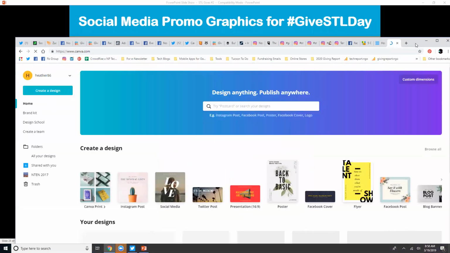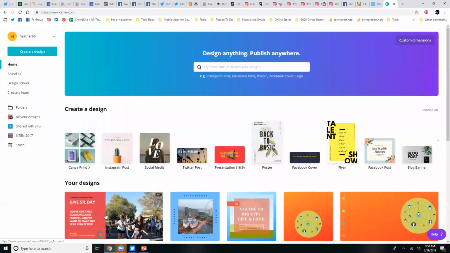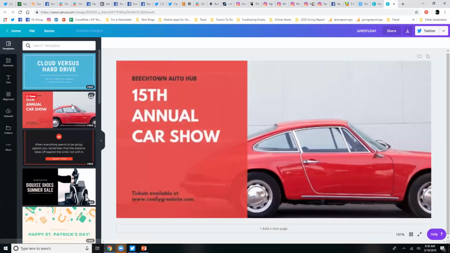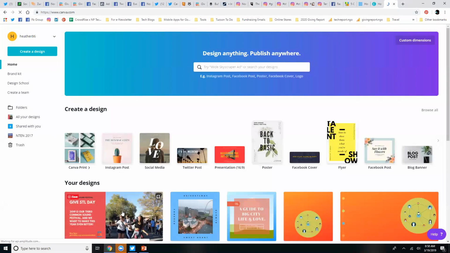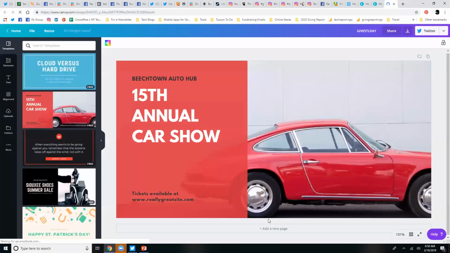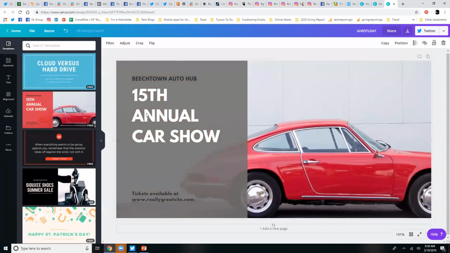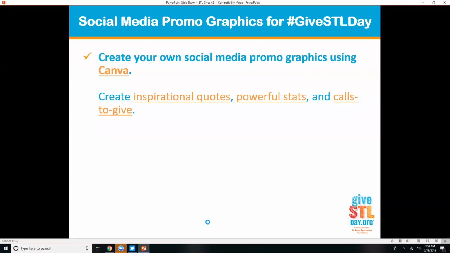It's pretty brilliant, right? So I created one, literally took like 3 seconds, and I just used this template, right? And changed it to one that was for Give STL Day. So you can upload, oh, now it's edited, sorry, but you can change the colors, you can change a different photo, you can change the text, do a file save as, and it still works.